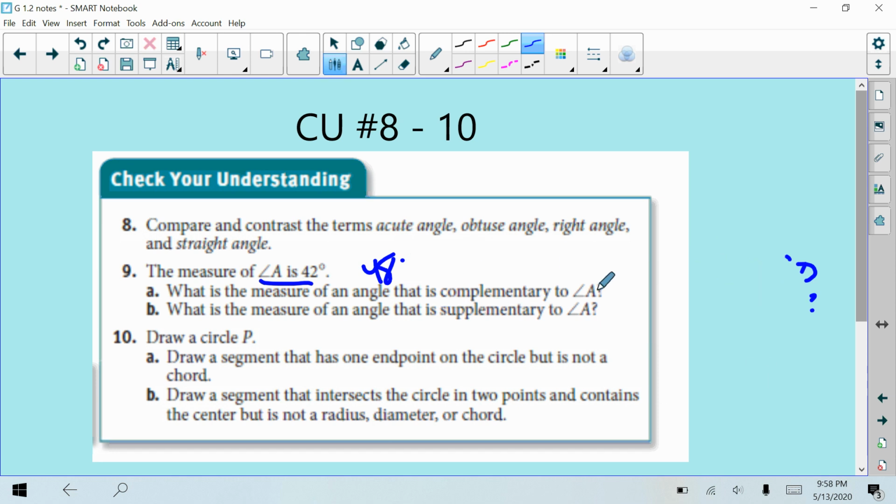Okay, the next one is similar. What is the measure of an angle that is supplementary to angle A? Well, from your notes that you've already taken, supplementary is two angles that add up to 180. So if one of the angles, angle A, is 42, like the directions say, how big is the other one that is supplementary with it? That's going to be 138.